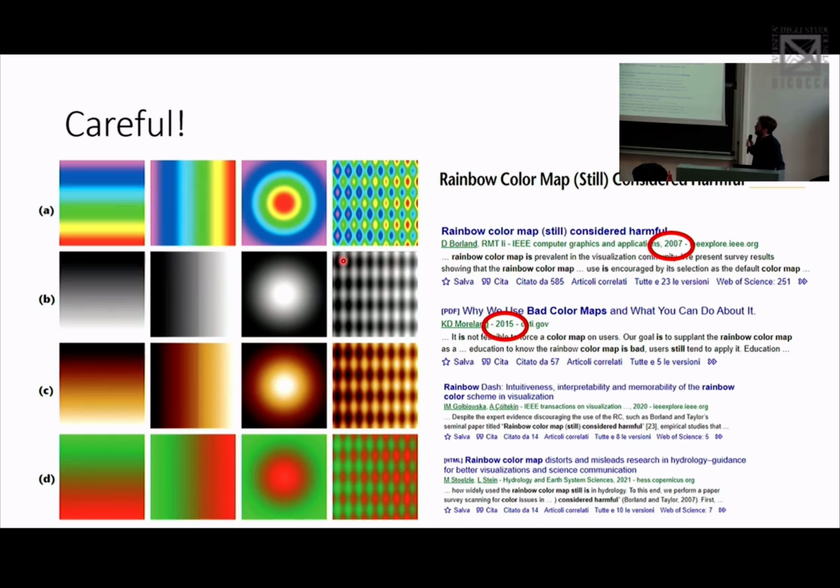There's the case of the so-called jet color scale, which nowadays isn't a default anymore. But you can see that there was this paper in 2007 that said that the rainbow color map is still considered harmful. In 2015, there was a paper saying, why do we use bad color maps? And this person was saying, our goal is to supplant rainbow color map, because it was still used 10 years later than someone saying it's still bad and we know it. And well, in 2021, there were people still saying, don't use that.